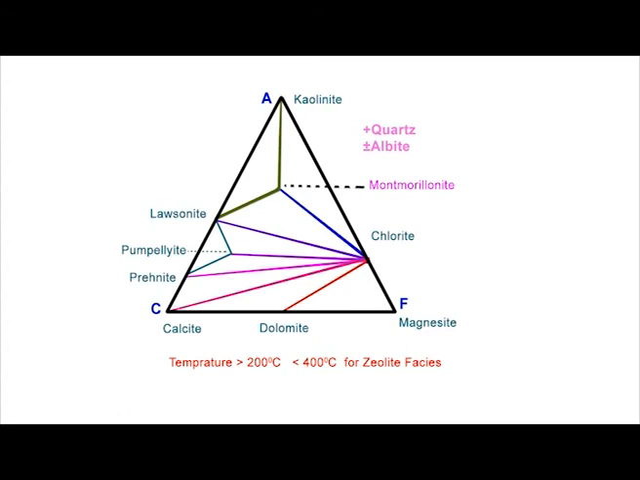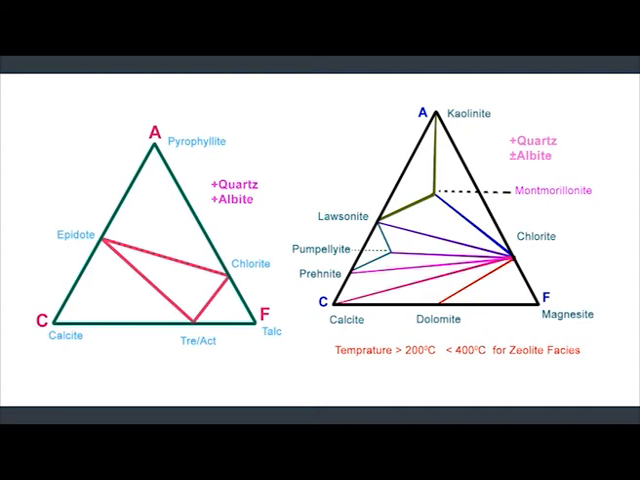The upper temperature limit may be proposed by the following reactions. Lawsonite plus quartz give rise to zoisite plus pyrophyllite plus water. This reaction was carried out by Crawford and Fyfe 1965. Pumpellyite plus chlorite plus quartz give rise to clinozoisite plus actinolite plus water. Pumpellyite plus quartz give rise to prehnite plus clinozoisite plus chlorite plus water. Prehnite plus chlorite plus quartz give rise to clinozoisite, actinolite plus water.